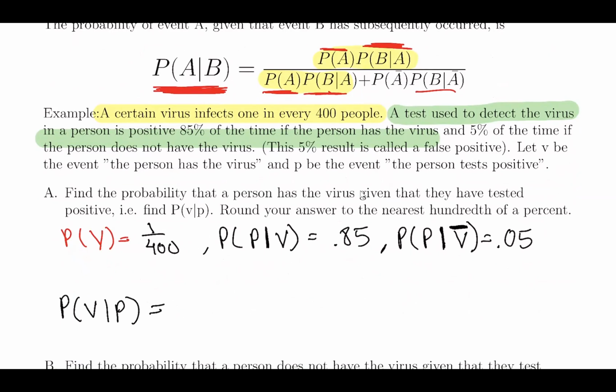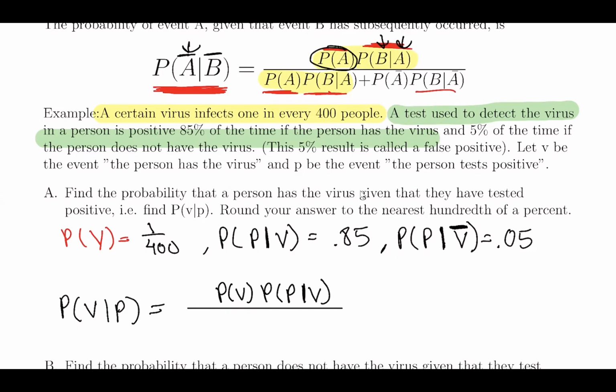So if you look at the formula, it says probability of A given B is equal to probability of A. So whatever is first, that's what we're going to put on top. So we're going to put probability of V, and then if you look at it, it says B given A. So that's going to be probability of P given V. So that's what we put on top. Any questions so far on how I got the top portion?